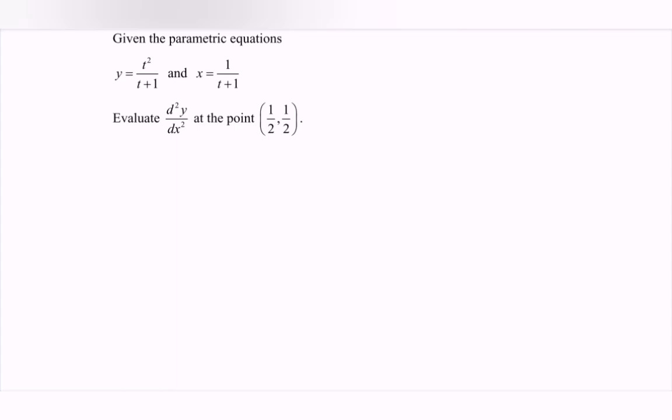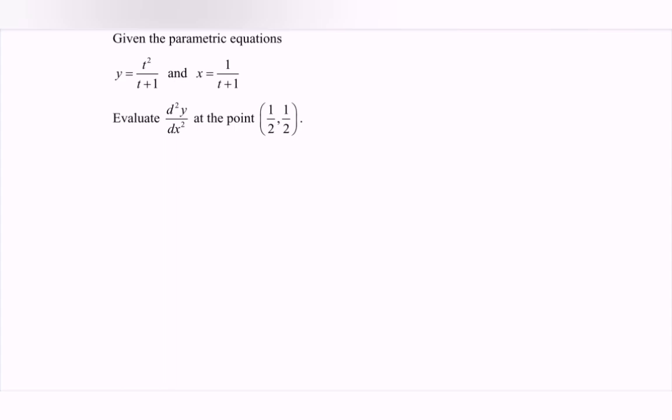Given the parametric equation, here we have y equals t squared over t plus 1 and x equals 1 over t plus 1. Evaluate the second derivative at the point (1/2, 1/2). So kindly find out the value of t by substituting the value of x, 1/2, and the value of y, 1/2.